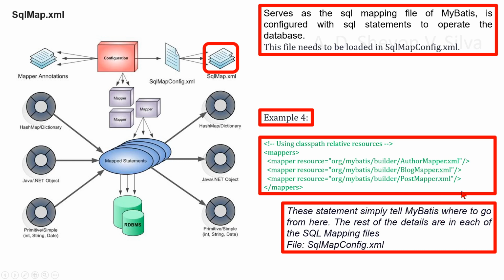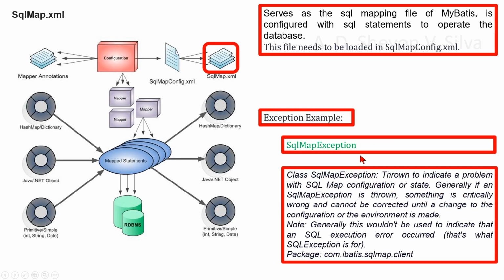This segment is from SqlMap.xml. As an exception example, we can consider class SqlMapException, thrown to indicate a problem with SqlMap configuration or state. Generally, if an SqlMapException is thrown, something is critically wrong and cannot be corrected until a change to the configuration or the environment is made. Note, generally this wouldn't be used to indicate that an SQL execution error occurred. That's what SQLException is for.